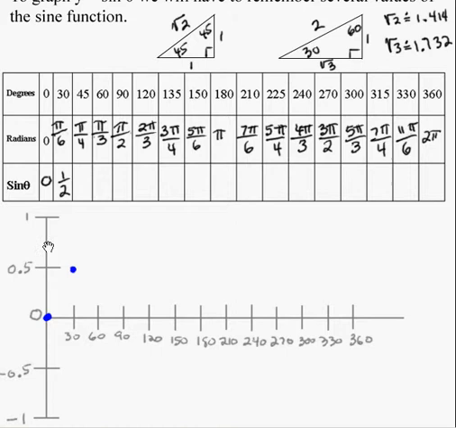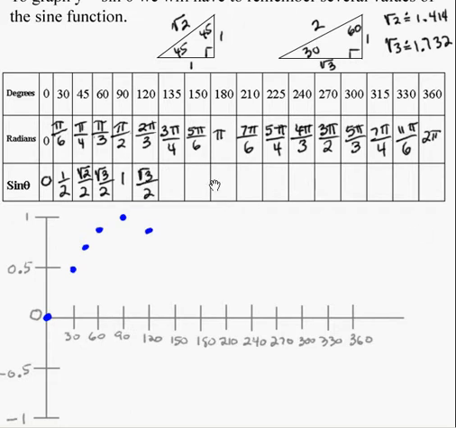Sine of 30 is a half, so at 30 degrees we're going to have a half. Sine of 45 is the square root of 2 over 2. Square root of 2 is approximately 1.4 divided by 2 is approximately 0.7 at 45 degrees. The sine of 60 is the square root of 3 over 2, so 1.7 approximately divided by 2 is approximately 0.8, and we'll plot that. Sine of 90 degrees is 1, so we'll fill that in.